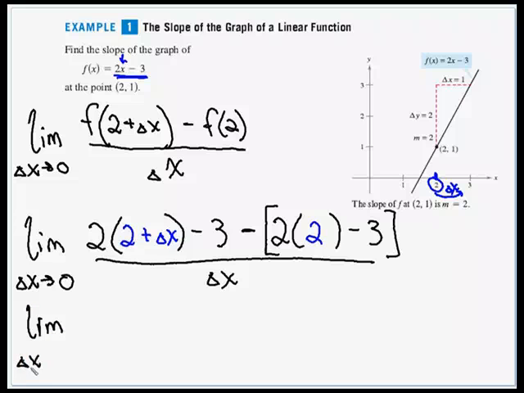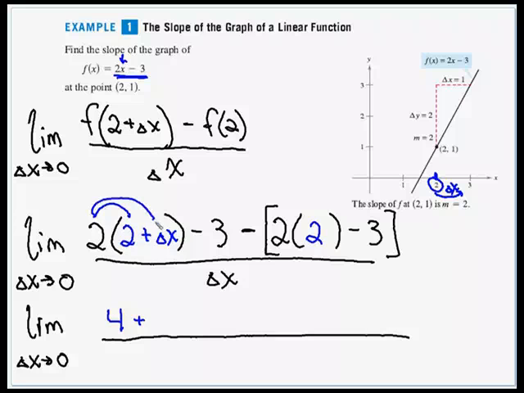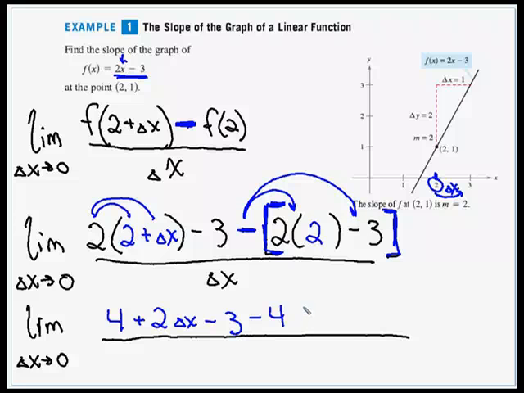So we have the limit as delta x approaches 0. Here we'll distribute the 2. 2 times 2 is 4, plus 2 times delta x is 2 delta x. And then we have minus 3. Now here, a lot of students will forget, when we subtract that function a second time, it's in brackets, and we're always subtracting the function, or the formula, so we have to distribute this negative. Negative 2 times 2 is 4, so that's a minus 4. And the negative will hit this negative and become a positive, and then we'll have a plus 3, all over delta x.